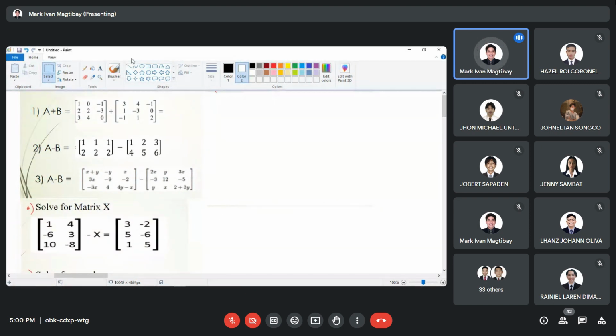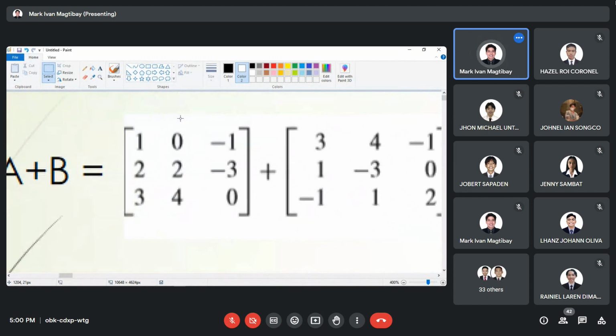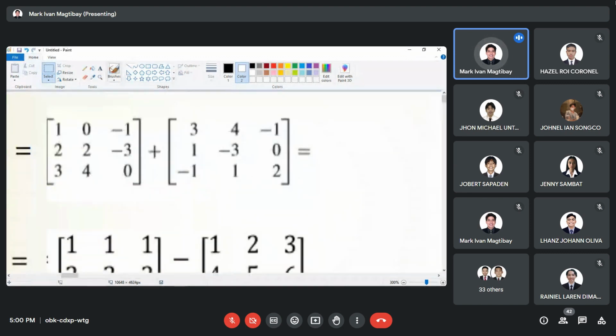Okay po. So, based on our description earlier, we can only apply addition and subtraction if they are the same size. Meaning to say, we can see that they are both 3 by 3, 3 rows and 3 columns. So this is 3 by 3 and this is also 3 by 3, so our answer will also be 3 by 3.